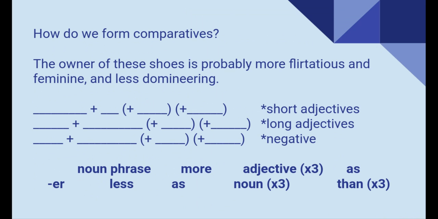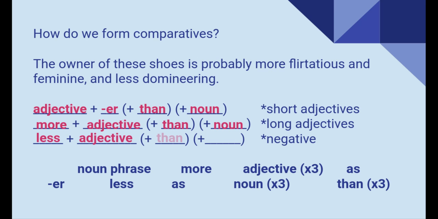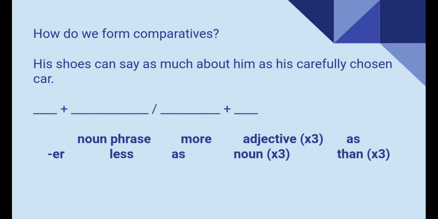Okay, great. So if you remember, when we have a short adjective, what we usually do is we take our adjective plus er, and we use the words than and the other noun. If we have a long adjective, it's a little different. We're going to be using the word more, adjective, than noun. And when we have something negative, we're going to use less, adjective, than noun. Great. Let's continue. Now, please complete again the comparative structure. Pause the video, please.